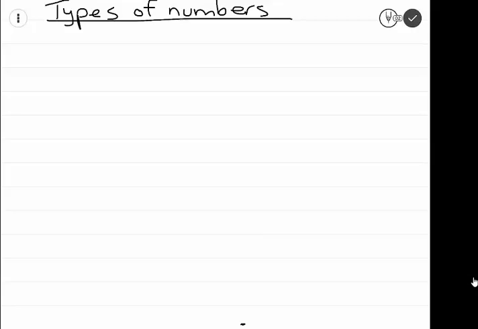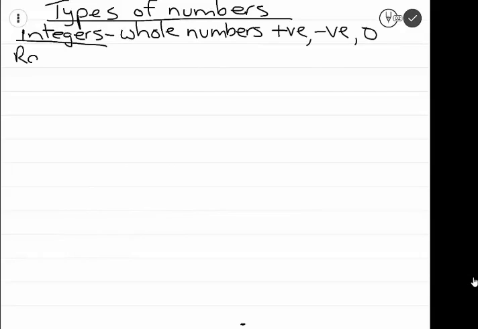The first one that we look at is integers. So integers are whole numbers, and that includes positive, negative, and 0. So you're looking at -5, 3, 0, and anything either side.